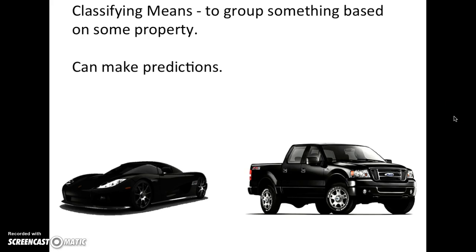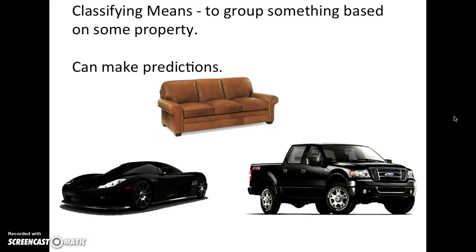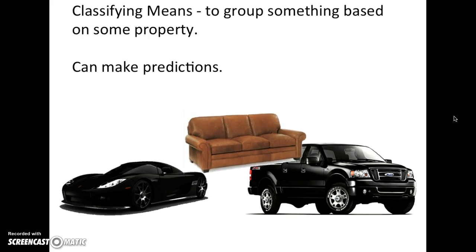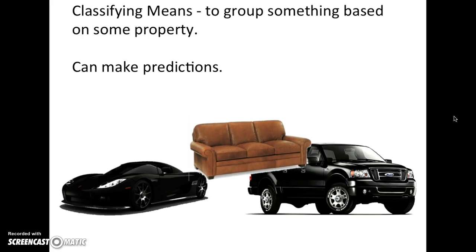What that allows us to do when we classify something like vehicles is make predictions. So if you had to move a couch, for example, and you wanted to decide which one of these vehicles would be best for you to use to move a couch, you wouldn't even have to see the vehicle. If someone said it was a pickup truck versus a sports car, you would know you would want to go for that pickup truck because of the size and the features of that vehicle.